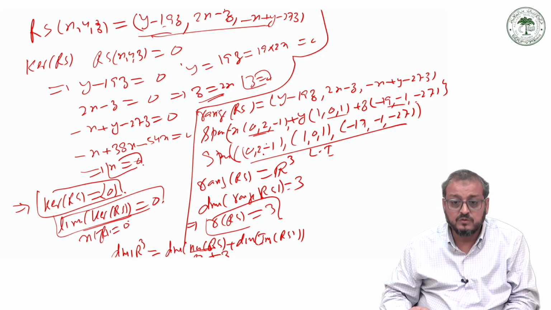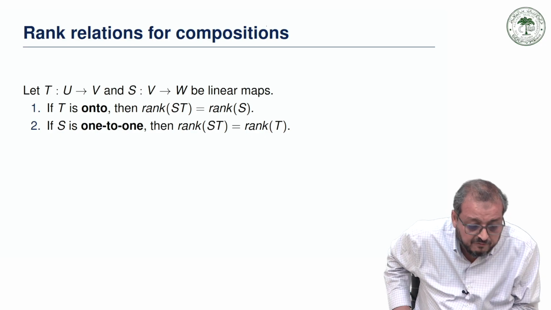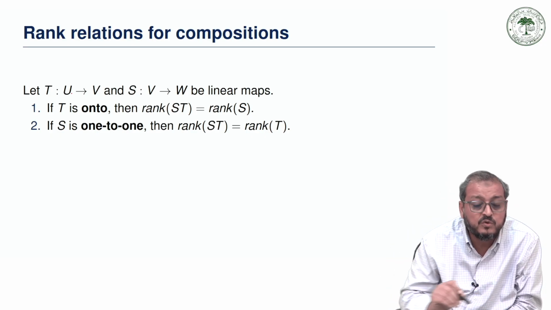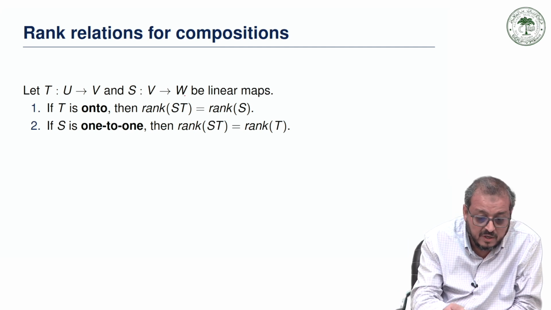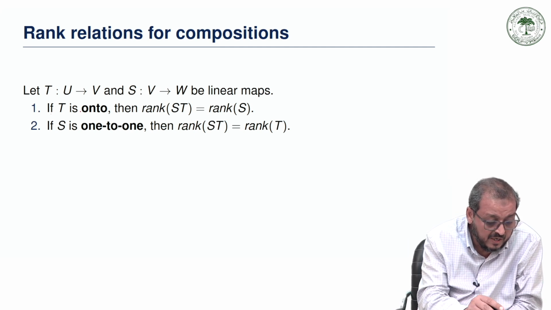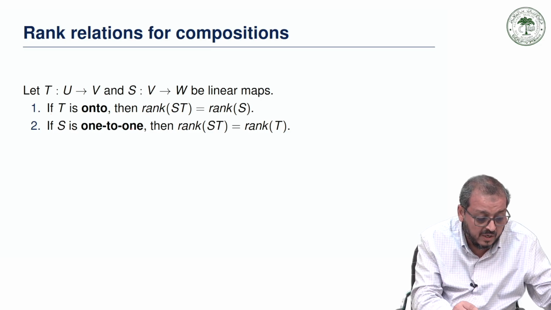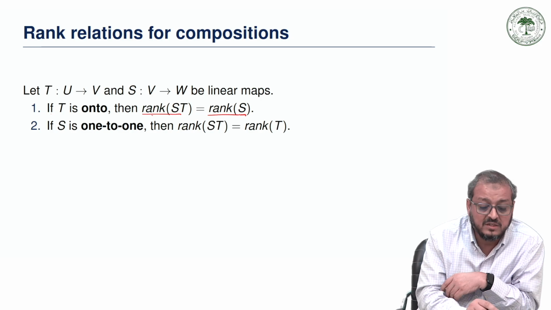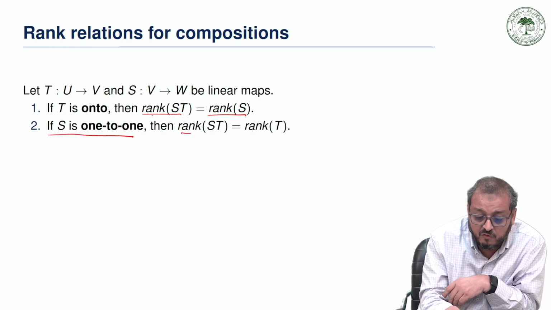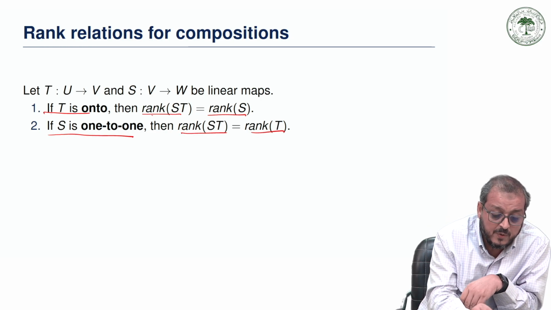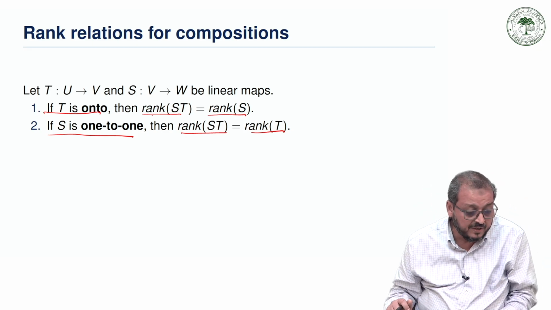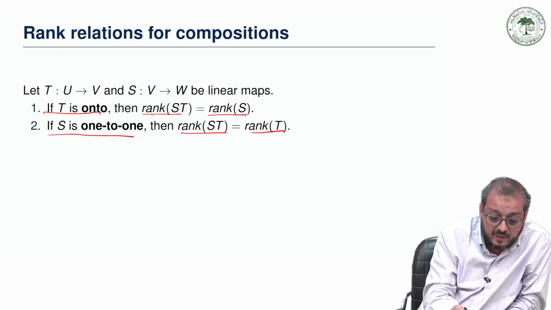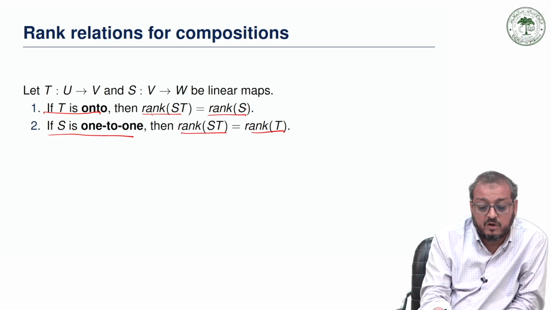Okay, let's now move to the next problem, where we have two linear transformations, T from U to V and S from V to W. If T is onto, we have to show that the rank of ST is the same as the rank of S. And if S is one-to-one, the rank of ST is the same as the rank of T. So we have two conditions. If T is onto, we have to show that the rank of ST is equal to the rank of S.